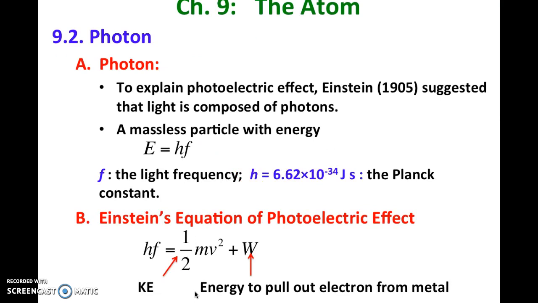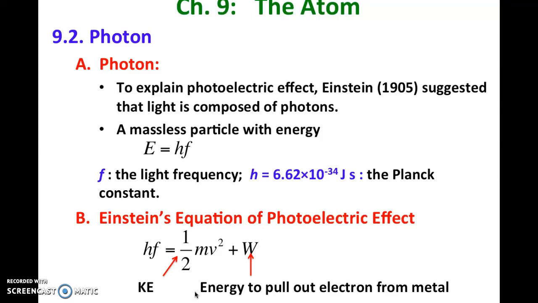To explain the photoelectric effect, Einstein in 1905 proposed that light is composed of photons, massless particles, each with energy given by E equal hf. Here f is the frequency of light, and h is the Planck constant, given by 6.62 times 10 to the negative 34 joule second.